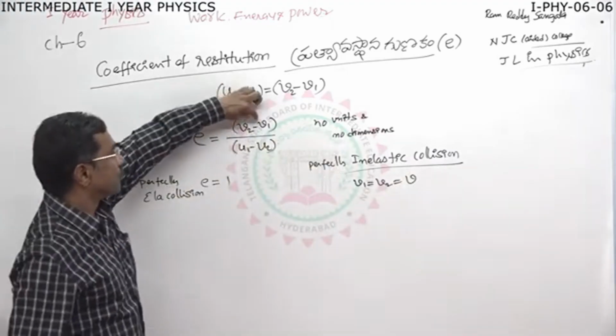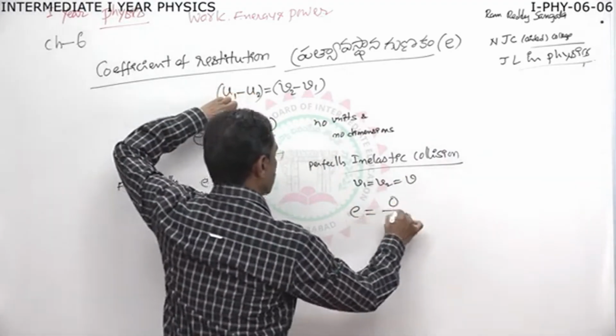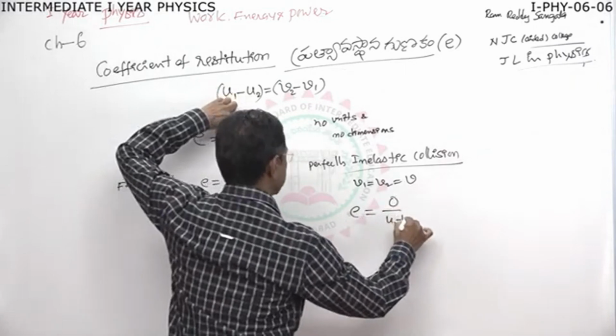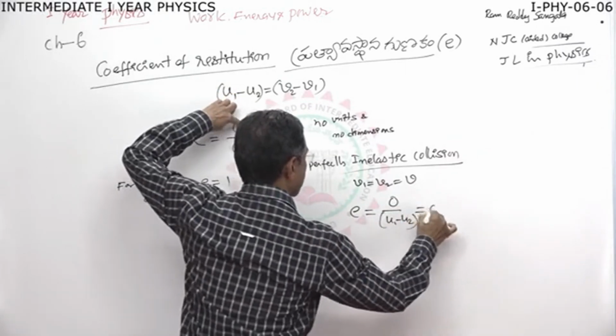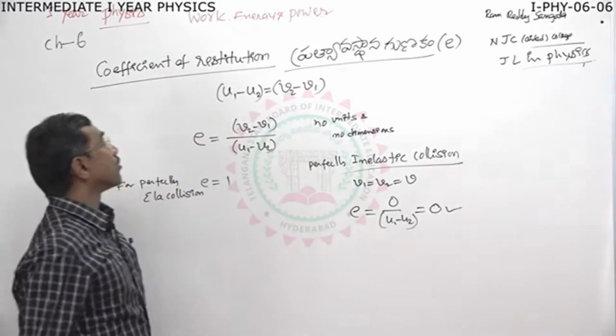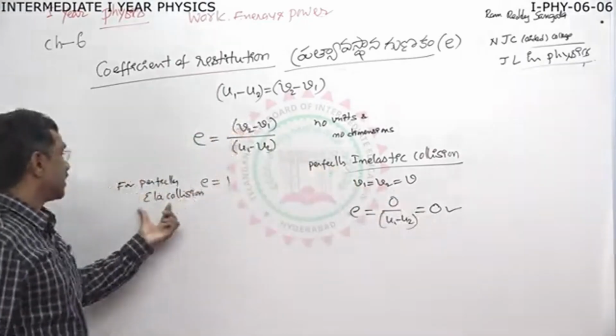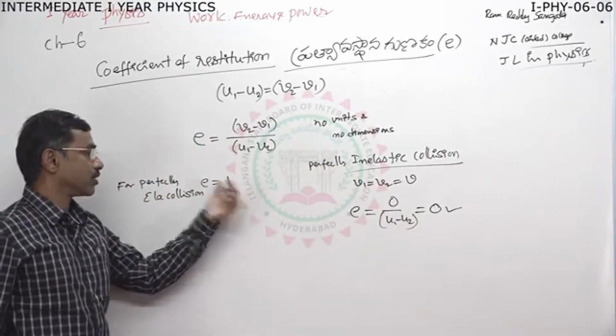So here V1 will be equal to V2, which means obviously the numerator becomes 0. 0 by anything will be equal to 0. So in case of perfectly inelastic collisions, this coefficient of restitution value will be 0. For perfectly elastic collisions, E value will be equal to 1.